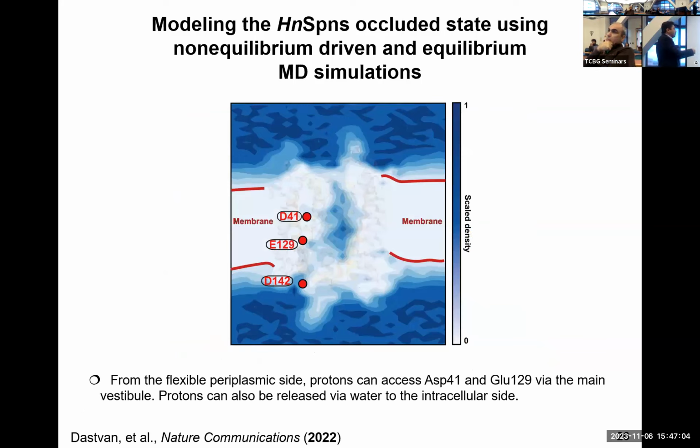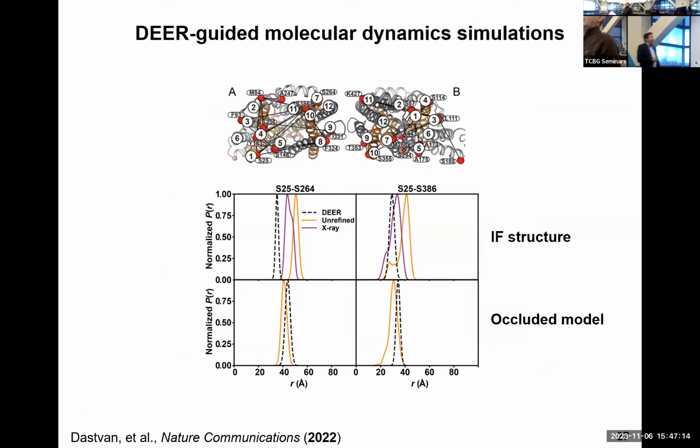the protons could reach those sites using the main vestibule, as well as be transported to the intracellular side of the protein. And we can use DEER distances to refine those models. They took, for instance, either the inward-facing crystal structure or the occluded model that was generated using non-equilibrium MD simulations. As you can see, in the case of the crystal structures, we have a discrepancy between the experimental DEER and what we have.